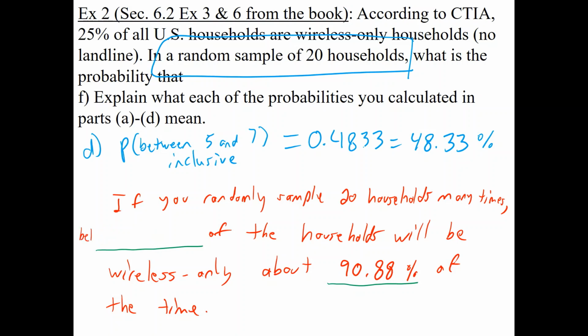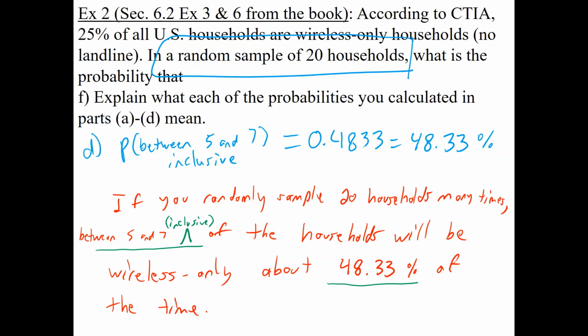Between 5 and 7, and let me put the word inclusive here, maybe in parentheses, of the households will be wireless only, about, and then change this number again to the new number, 48.33% of the time. Okay, so that's how you explain the meaning of those probabilities.